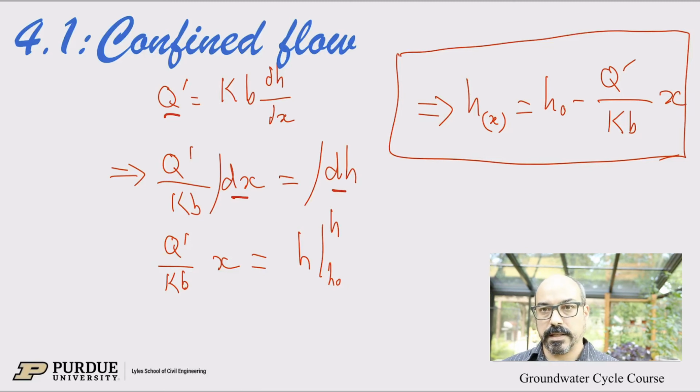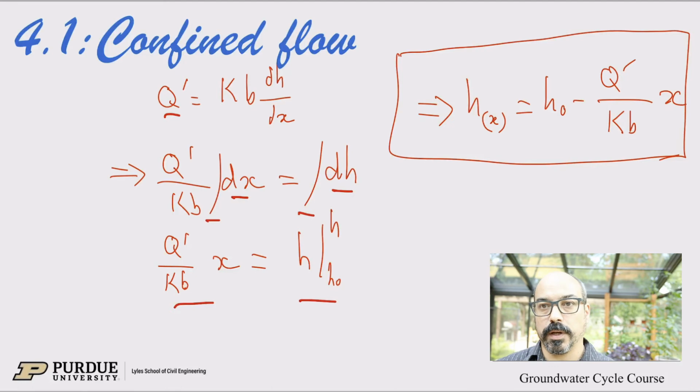Everything else is basically some constants, right? So we can just throw them together. So Q prime divided by KB, we put dx on the left-hand side, and now we integrate both sides. Of course, the integral of dx is x, integral of dH is h. So that gives us a pretty simple equation. So x between 0 and x, so at 0 is just 0, so we don't count it.